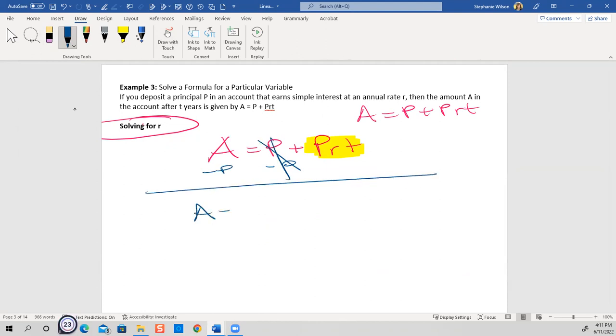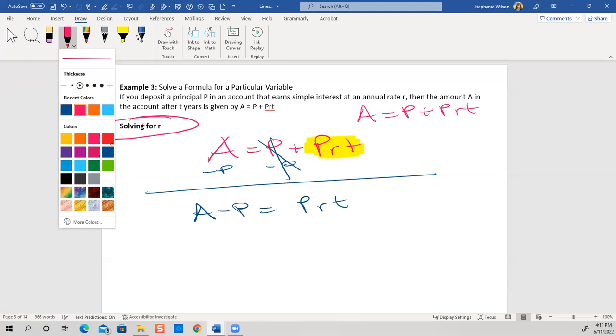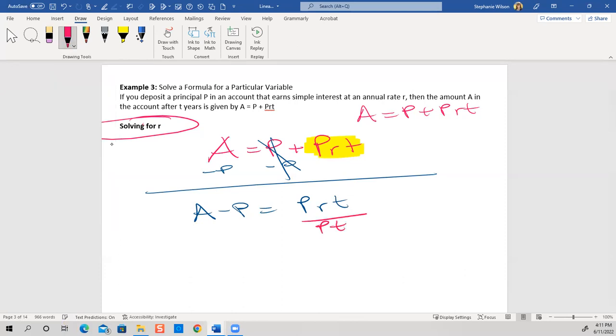Now I got A minus P is equal to PRT. What undoes multiplication? That's division. So we're going to divide by PT. And now, I'm just going to write R first because as I read left to right, R is equal to A minus P, all divided by PT. All right.